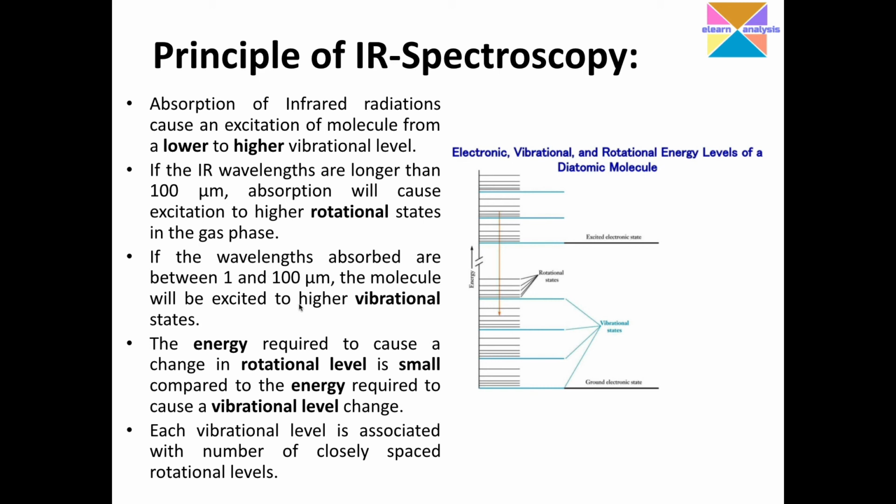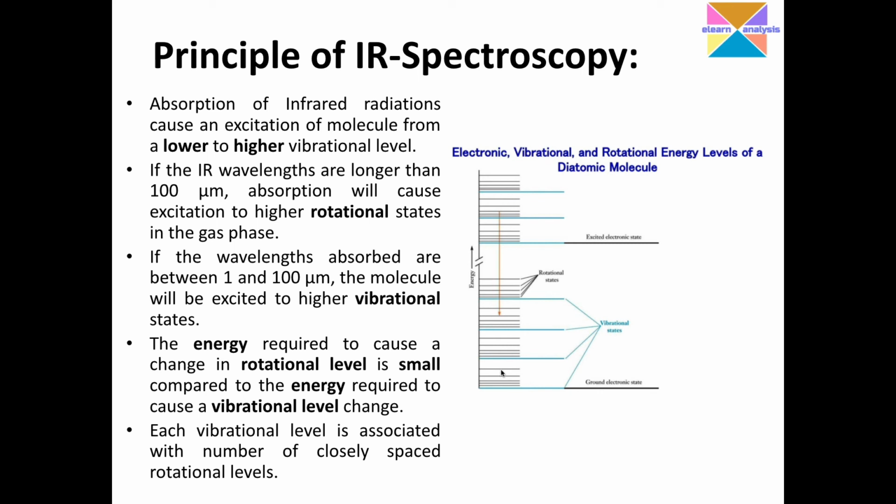The radiations within this wavelength region are the ones which bring about the vibrational changes. The energy required to cause a change in the rotational level is small compared to the energy required for the vibrational level change, which I just mentioned, and each vibrational energy level is associated with a number of closely spaced rotational energy levels. As we saw, each electronic energy level was associated with closely spaced vibrational energy levels. These vibrational energy levels, for example this and this, will have closely spaced rotational energy levels, which I mean to say these lines.